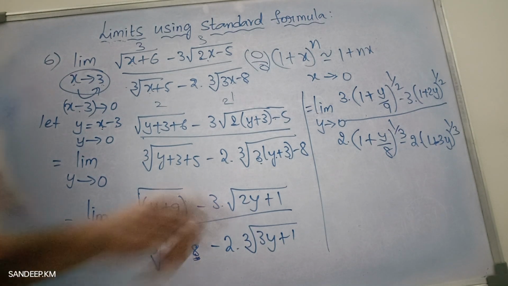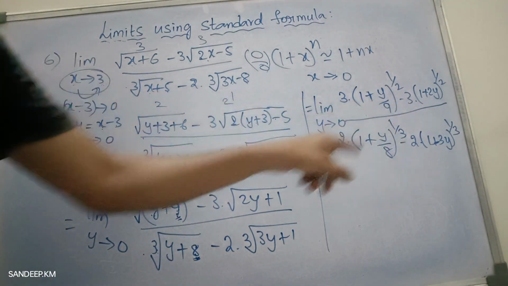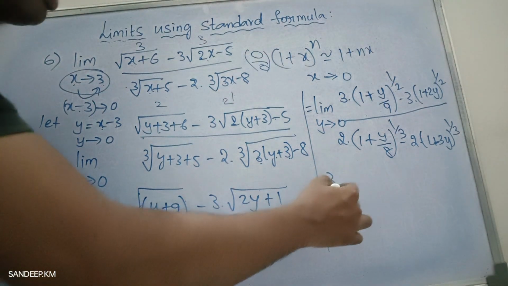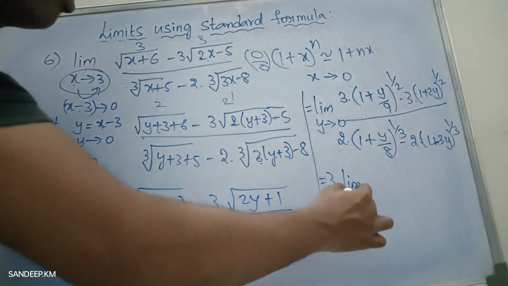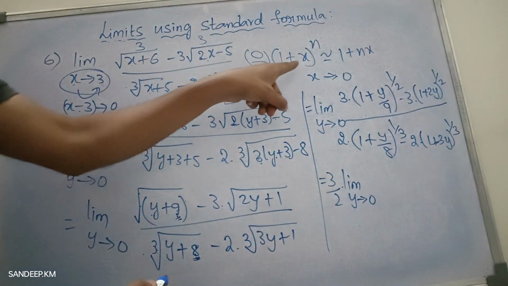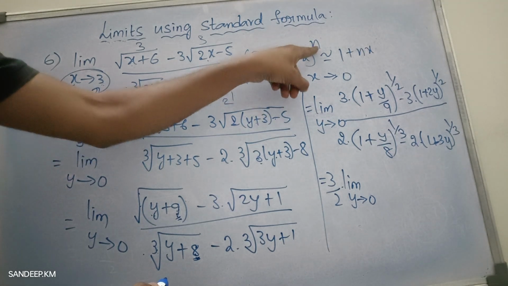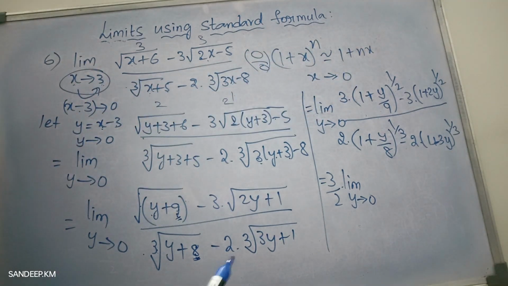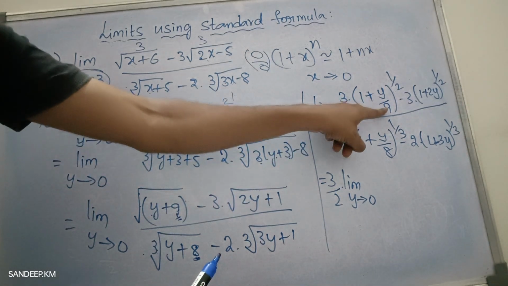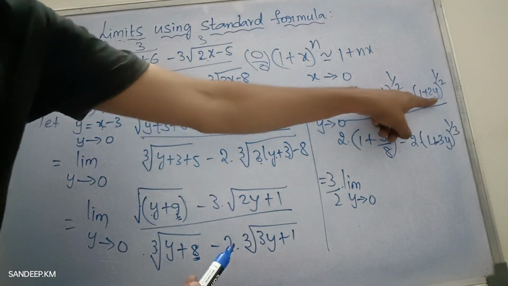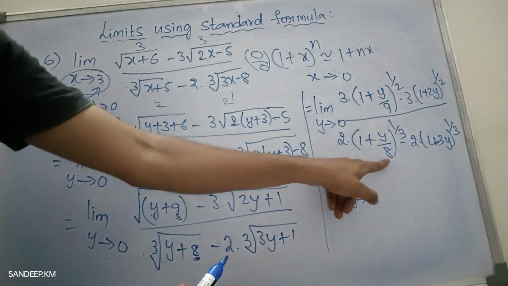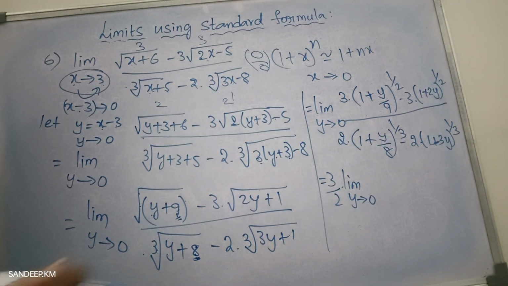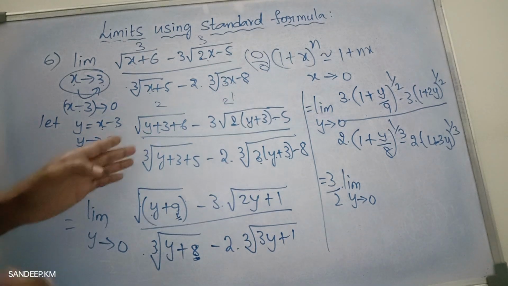So now dear students, in the numerator in both terms I can take 3 common and I can take 2 common in the denominator. So 3 by 2 will come outside, limit y approaches 0, and let me use this form: 1 plus x whole power n is approximately 1 plus n into x, because x is approaching 0. Correct or not? If y is approaching 0, y by 9 is also approaching 0, 2y is also approaching 0, y by 8 is also approaching 0, 3y is also approaching 0. Okay, now I'll erase this part and I'll continue the solution here.